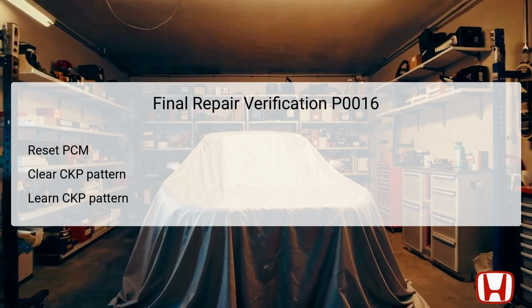After troubleshooting and addressing the underlying issues associated with DTC P0016, it is vital to perform a final verification to ensure that all repairs were successful. Begin by resetting the Powertrain Control Module, PCM, which removes any stored faults and allows for new data to be recorded. Following this, clear the crankshaft position, CKP, pattern, a vital step as it prepares the system to relearn the correct position after repairs are made.